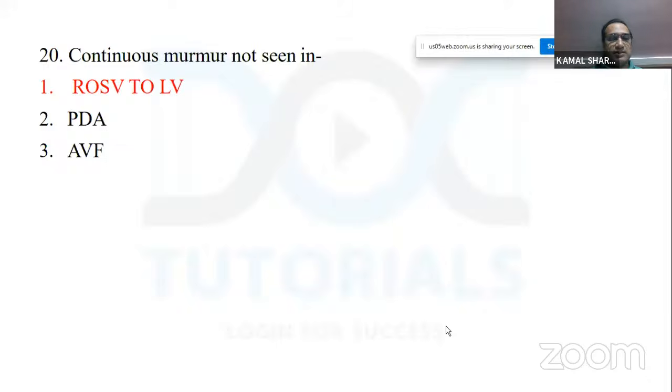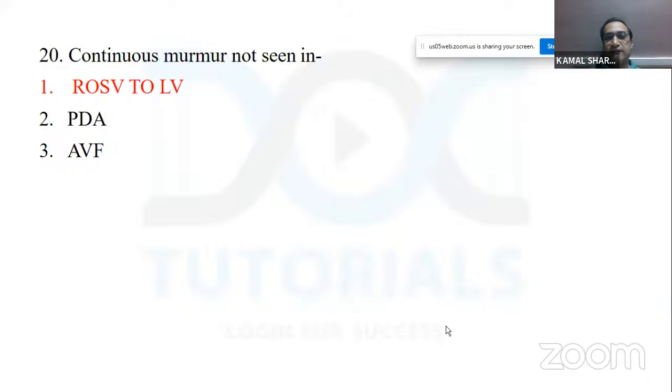Next question was on continuous murmur, which is not seen in. Again, this was more of a hemodynamic question. When a rupture of sinus of Valsalva takes place into the LV, the gradient between the aorta and the LV would not be continuous, because at the end of diastole and late systole the pressures would actually become equal, and you may not even have a pansystolic murmur. So RSOV to LV, because of lack of gradient, will not give rise to a continuous murmur.